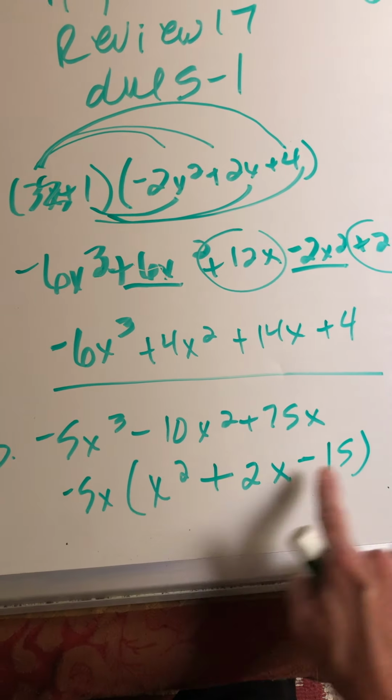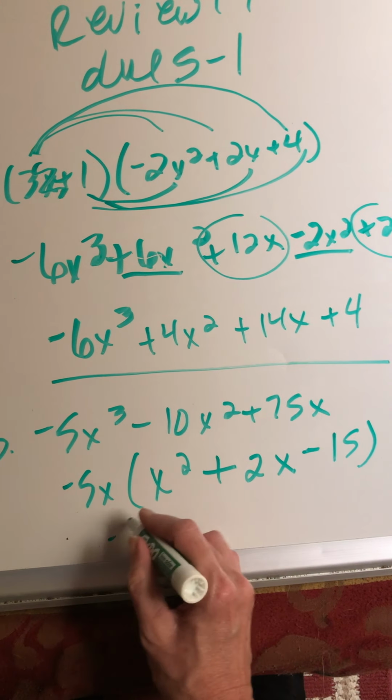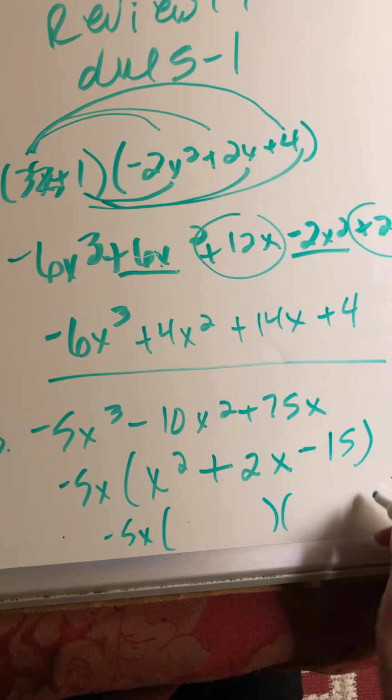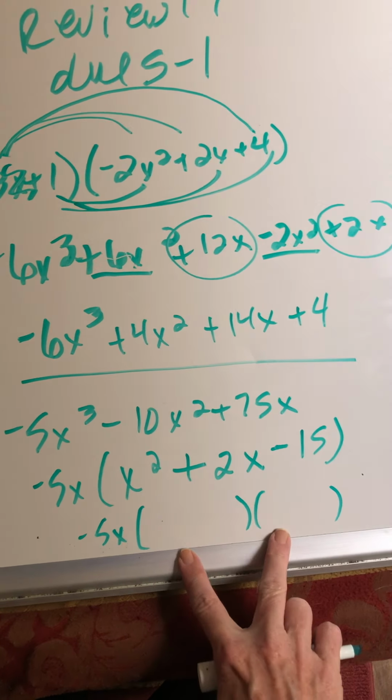Because 75 divided by 5 is 15. Now we factor this part, okay? And you need to be careful with this. A lot of you missed your signs on that factoring maze that I sent. A lot of you were missing your signs.